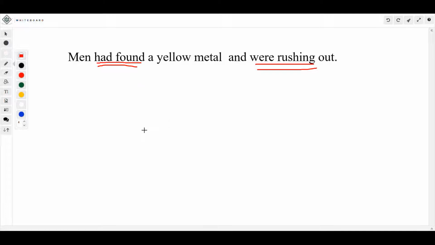Okay. Who or what had found and were rushing? Men. Okay. These are both action, so we've got to see if they might both have a direct object, but we'll see. So men had found who or what? Medal. That's our direct object for had found.